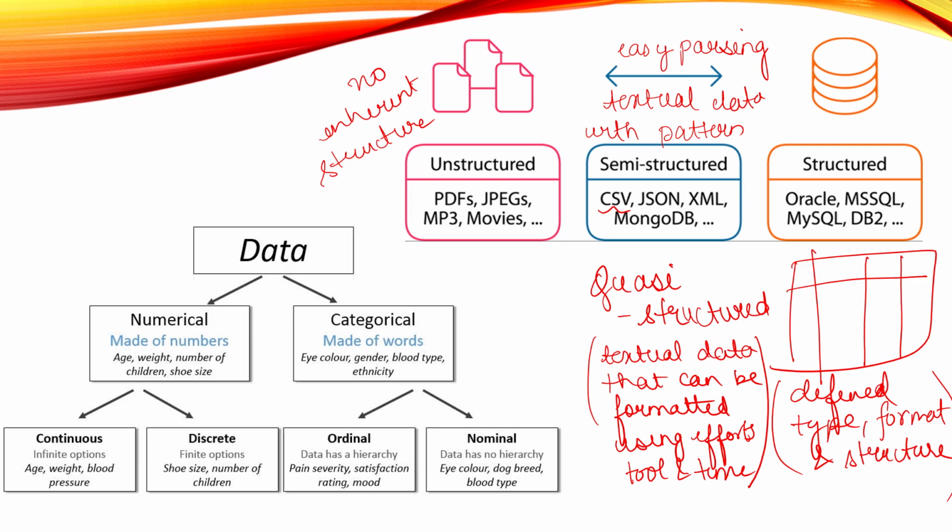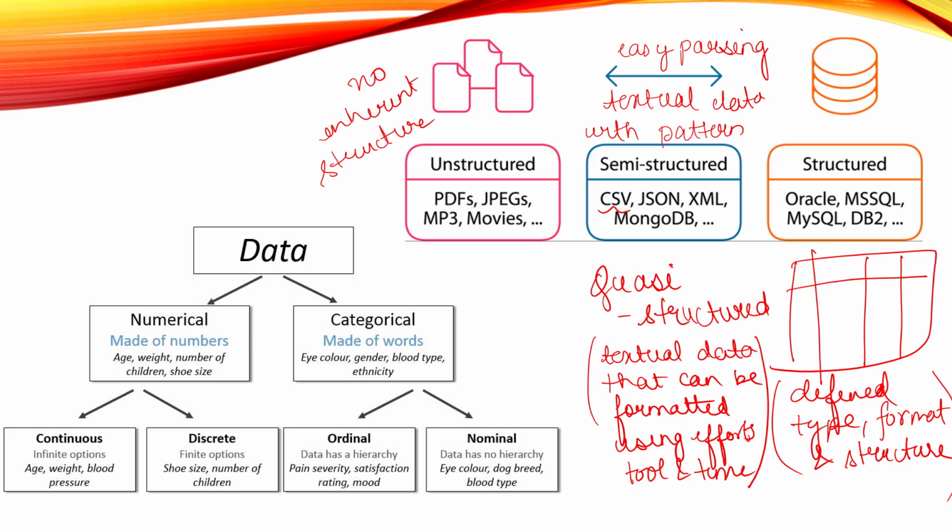Now there are some more types in terms of the values you take. First is numerical. Numerical means made of numbers: age, weight, number of children, shoe size. Categorical means made of words: eye color, gender, blood type, ethnicity. Like suppose you say sizes in shirts, t-shirts: XL, L, small, medium.